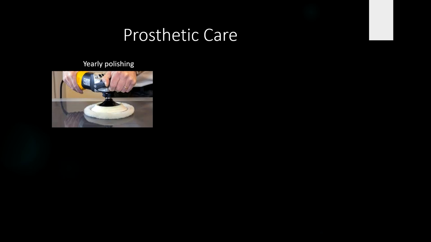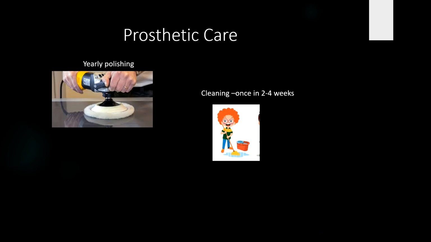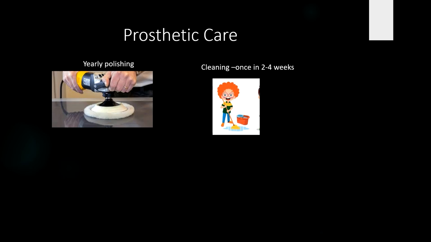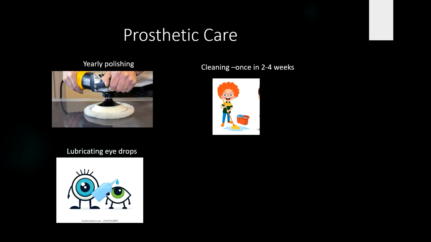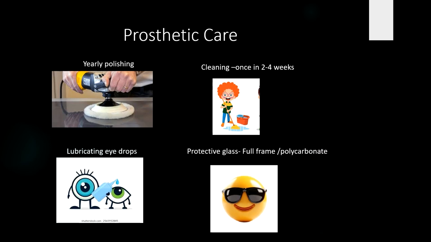Journey doesn't end with just fitting the prosthesis. Prosthesis needs to be taken care of, and yearly polishing is mandatory. The prosthesis needs to be cleaned once in 2 to 4 weeks. A protective glass made up of polycarbonate should be used to protect the normal eye at all times.